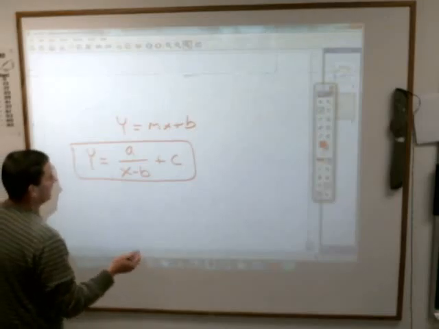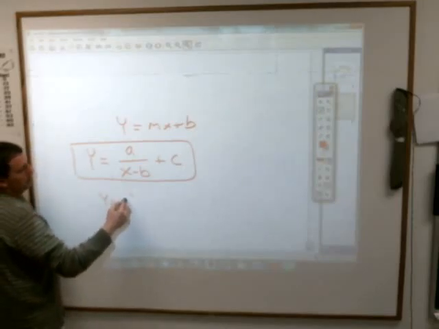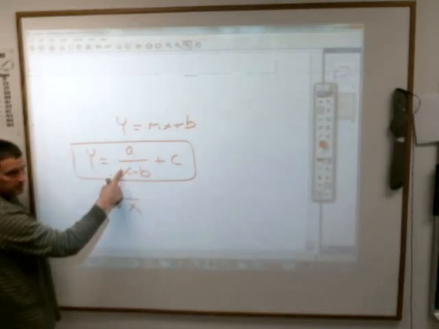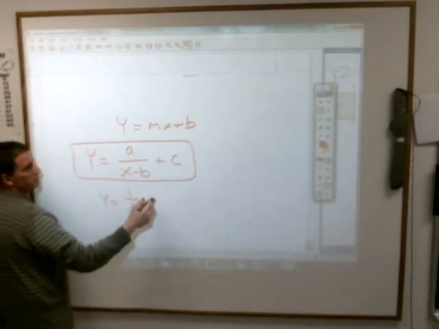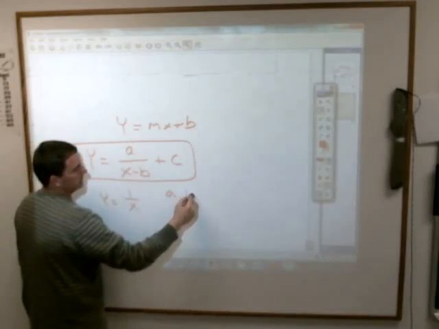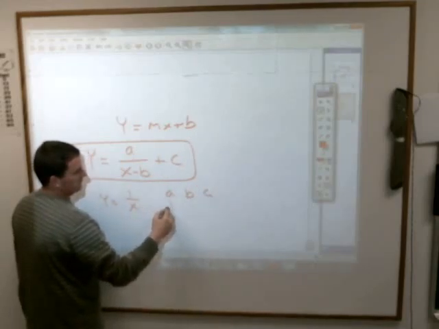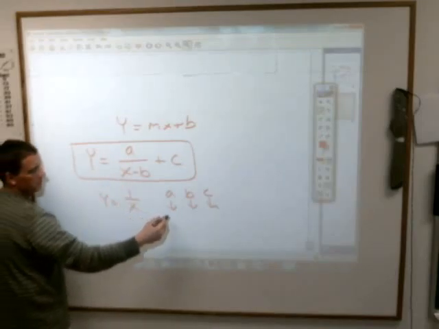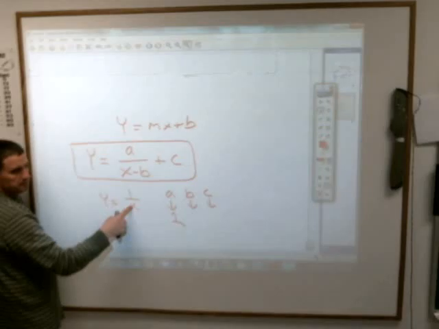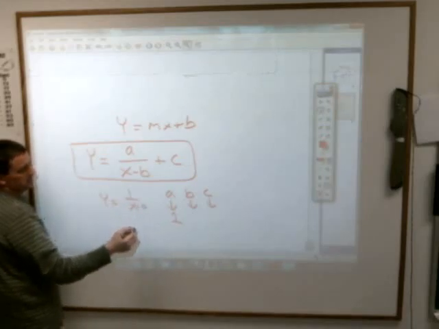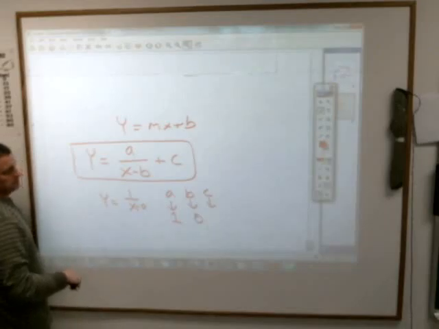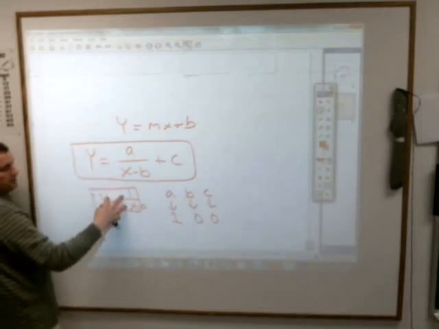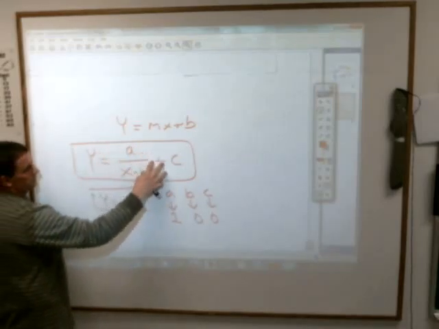Now let me ask you a question. Would y equals 1 over x be classified as one of these? In other words, could you give me the a, the b, and the c from this? What is my a? A would be the top of the fraction. What is the b? 0, because this would be x minus 0. And what is the c? 0. So yes, this is like what they call the parent of this. This is the very basic form of that. But a lot of times they'll be given like this.